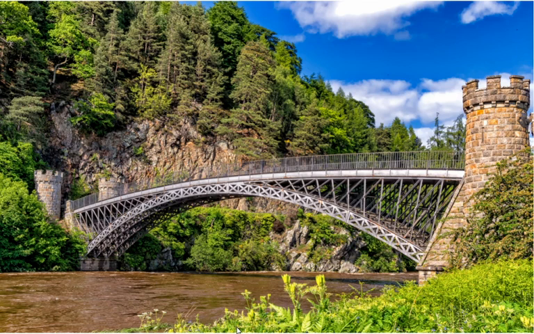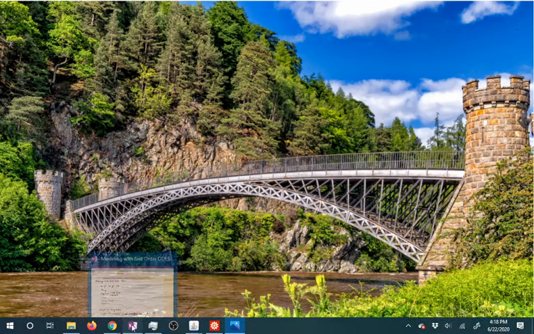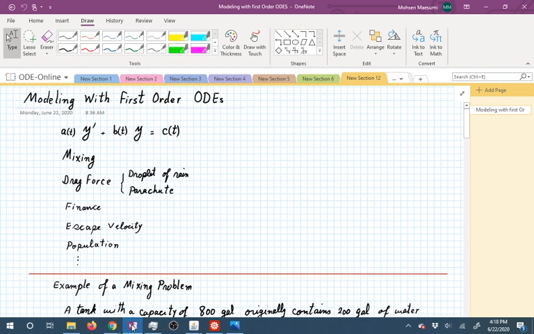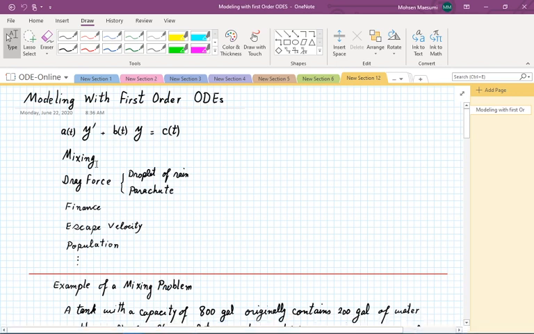Today we are going to continue our lecture about modeling with first order equations. You remember in the last lecture we mentioned that there's a very long list of applications of first order differential equations, and in the last lecture we talked about the mixing problem. Today we are going to take a look at an application from mechanics, in particular the issue of drag force.